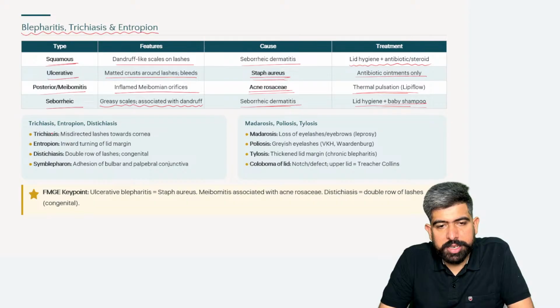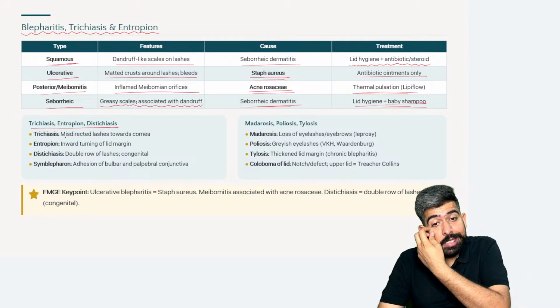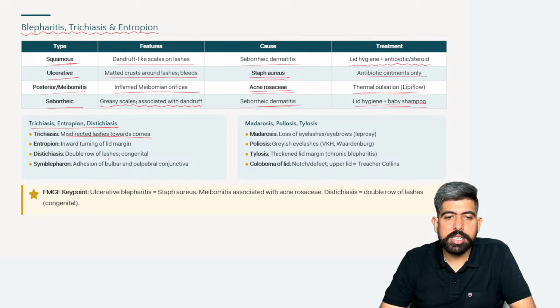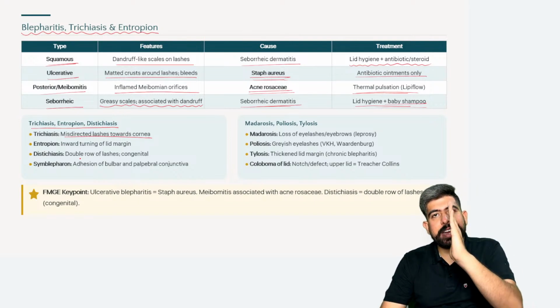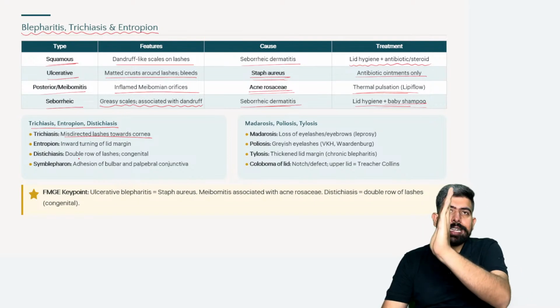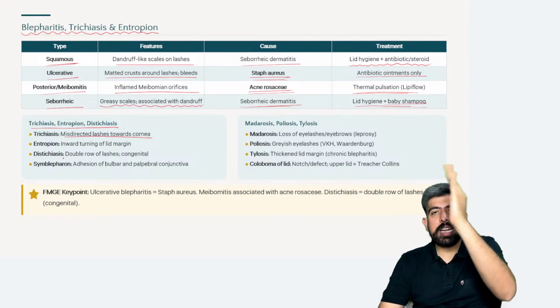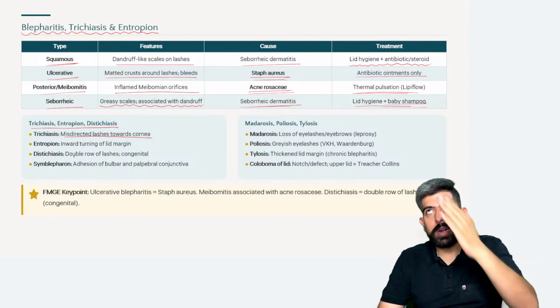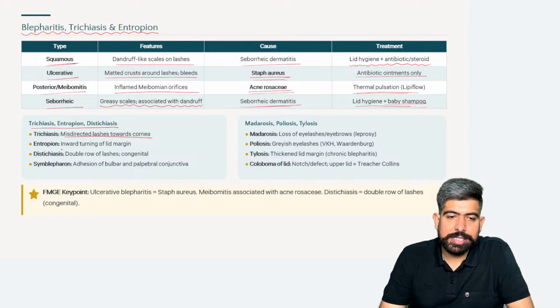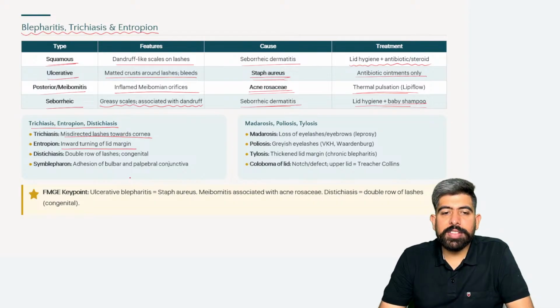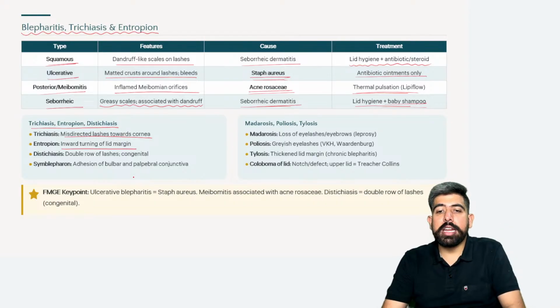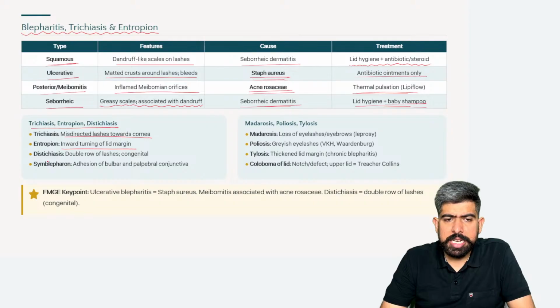Now let's talk about the trichiasis, entropion, and the distichiasis. What is the meaning of trichiasis? This is the misdirected lashes towards the cornea, right? So the direction of your eyelashes is like this, they are coming outward and downward, okay? But if they are misdirected and go inside or go towards the cornea, that is known as the trichiasis. Entropion, inward turning of the lid margin. The lid margin is turning inwards. Understood? Distichiasis, double row of the lashes, it is present congenitally.